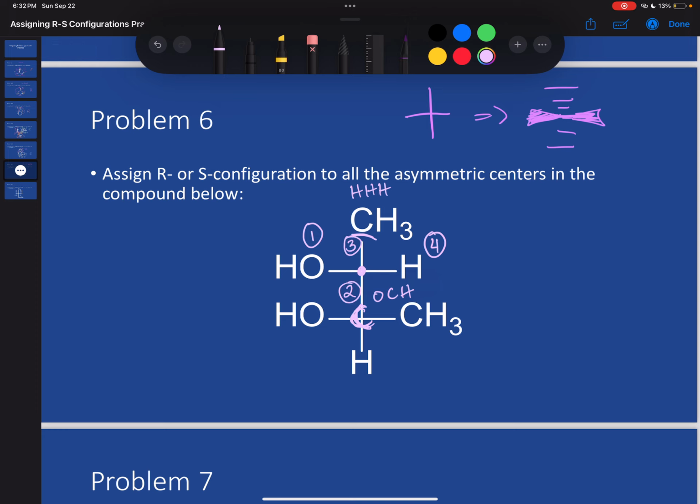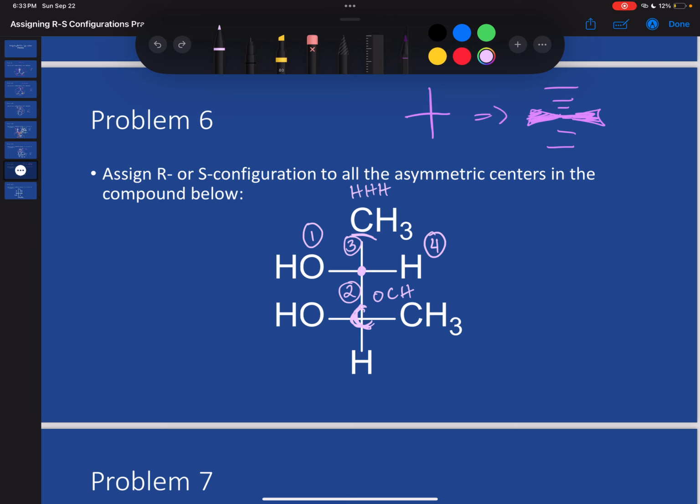Okay, so here, the idea of a Fischer is you want that lowest priority group to be on a dash, which is on the vertical line. We see that it is not on a vertical line, and if this was a skeletal structure, I would encourage you to do double flip, but we don't have to with a Fischer. And that's because it's either going to be on a dash or it's going to be on a wedge. So it's safe in a Fischer to make the assumption it's going to be the opposite answer of what this says it is. What do I mean by that?